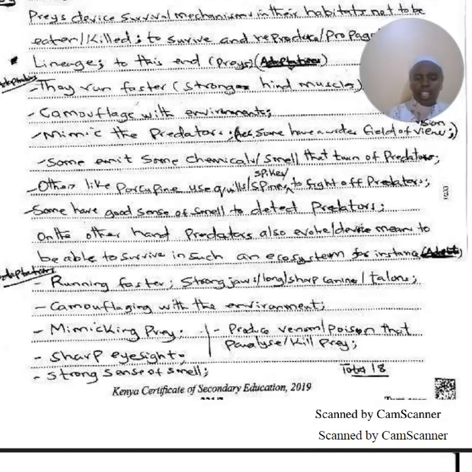And on the other hand, the predators also evolve means to be able to survive in such an ecosystem. So they run faster, they have strong jaws, they camouflage with the environment to hide, they mimic the prey so that the prey does not know it's the predator who is coming. They have sharp eyesight, so they are able to spot the prey. They have a strong sense of smell to be able to sniff out the prey and kill them for food.